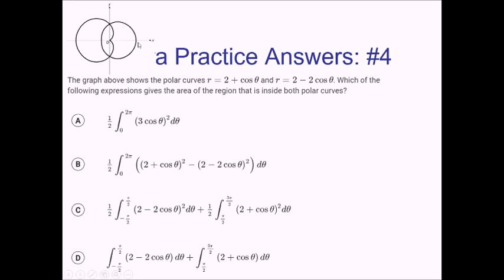So this rightmost curve, I'm going to call this 2 plus cosine of theta, so now I know what it is. And this other one then is 2 minus 2 cosine of theta.